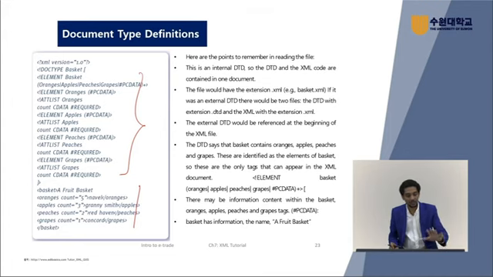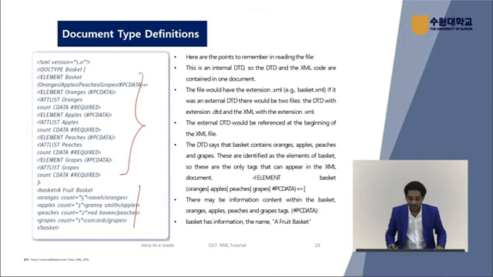So you can save this as basket.xml because we now have the internal DTD declaration here. If it was an external DTD, there would be two files, the DTD file with the extension DTD and the XML file. So the XML file and the DTD file are separate, okay? But you have to call the DTD file in your XML file, right? So the external DTD would be referenced at the beginning of the XML file.